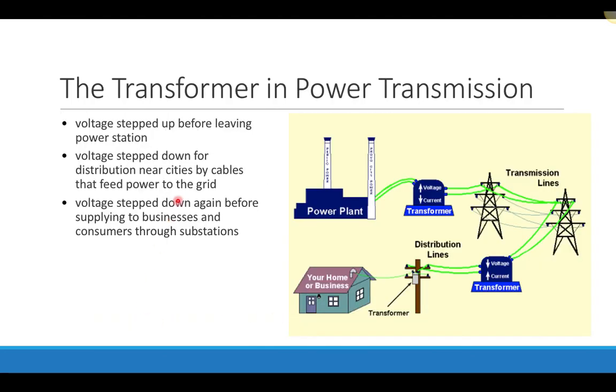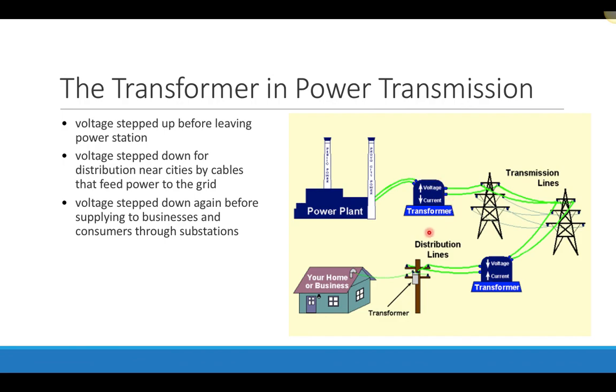So transformers are actually very important because we want to be able to step up or step down the voltage based on how that power is transmitted through the lines. So it's much better to have high voltage through the lines versus high current. And we're not going to go into all the details of that, but basically when you have high current, you can have more losses in the lines. But what happens is the voltage is stepped up before leaving the power station. So you have a transformer that steps up the voltage and steps down the current.